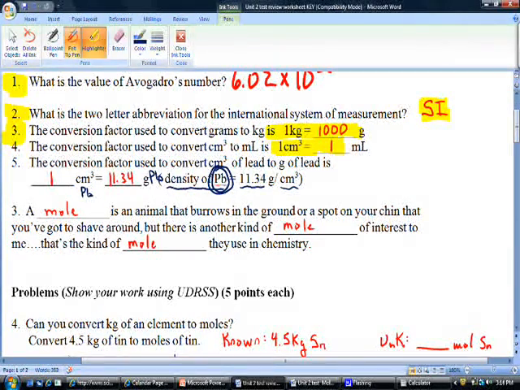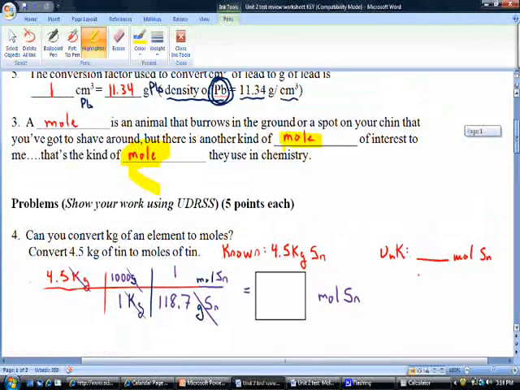And don't forget that a mole is an animal that burrows in the ground, or a spot on your chin that you've got to shave around. But there's another kind of mole of interest to me. And your mole skills are getting really good. Let's go through some calculations here.